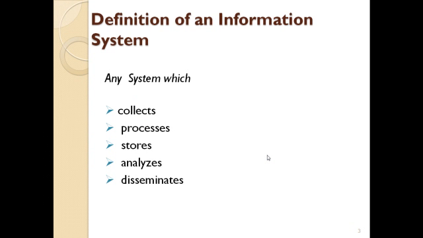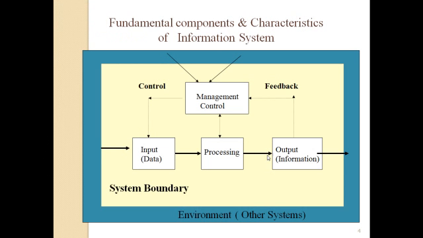Next, we'll see the definition of an information system. Any system which collects, processes, stores, analyzes and disseminates is called an information system. These are the fundamental components and characteristics of an information system. Any information system can take data as an input, and it can be processed and we can get output as information. While doing the processing, we can manage and control the data.